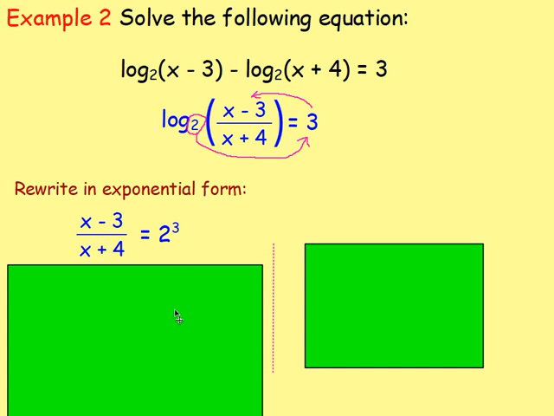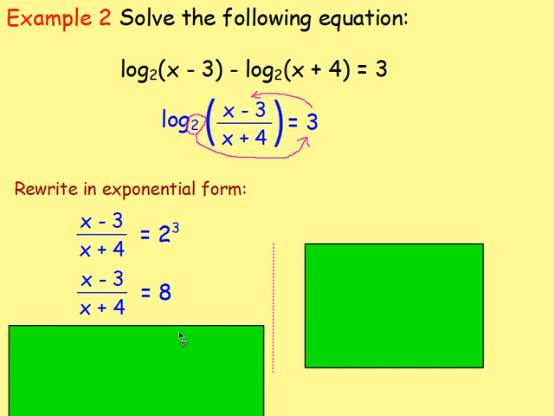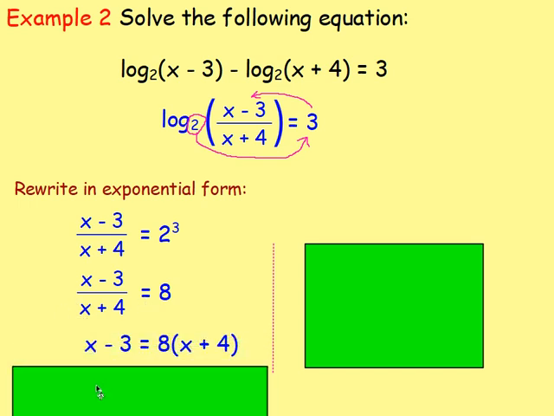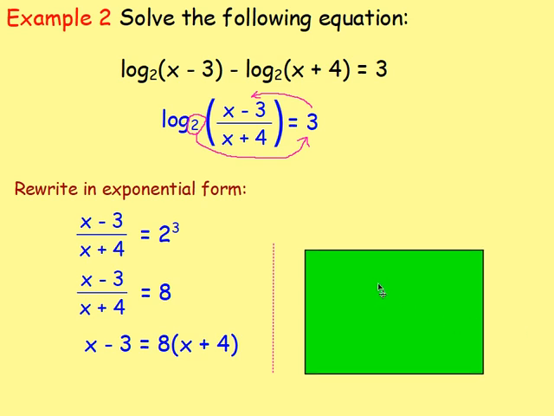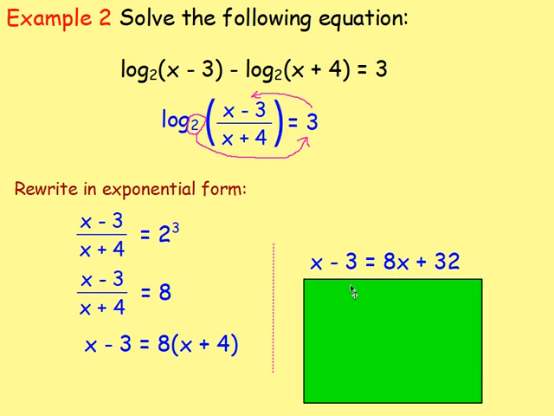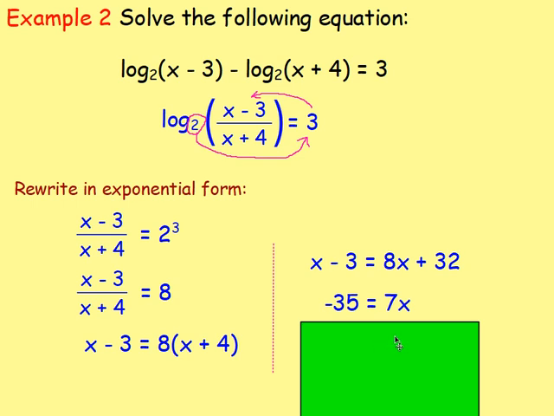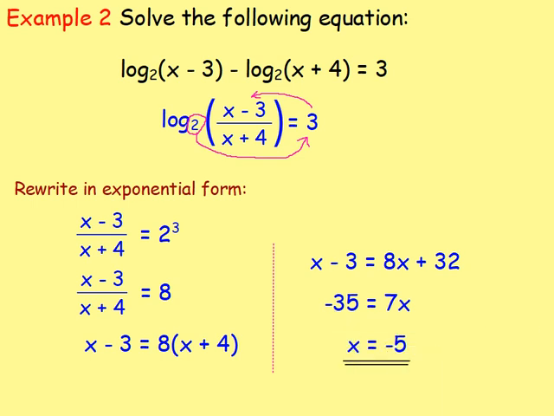Good, obviously 2 to the power of 3 is 8, so you'd bring in 8 there rather than 2 to the power of 3. And then from there to solve x, well, multiply both sides by x plus 4. That gives us x take away 3 equals 8 times x plus 4. And then from there, well, you're back to an equation which you've been solving for years. Multiply out the brackets, so x take away 3 equals 8 times x, and 8 times 4, so you get 8x plus 32. If you bring the x's together, bring your numbers together, you would get 7x equals negative 35, and divide both sides by 7, so x would equal negative 5.